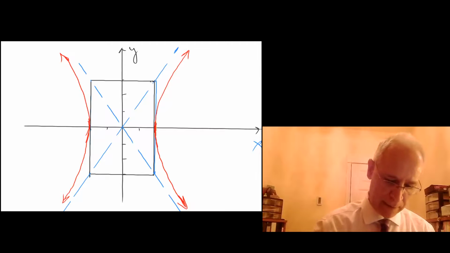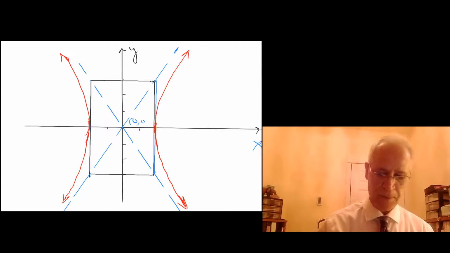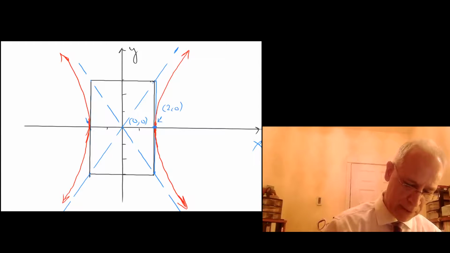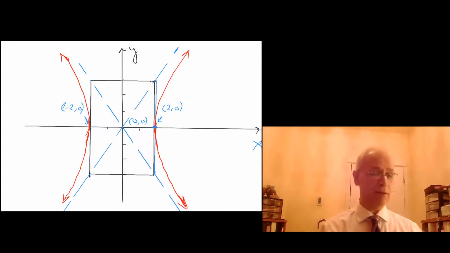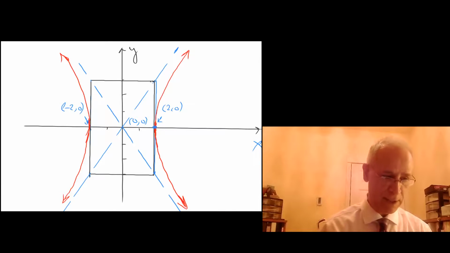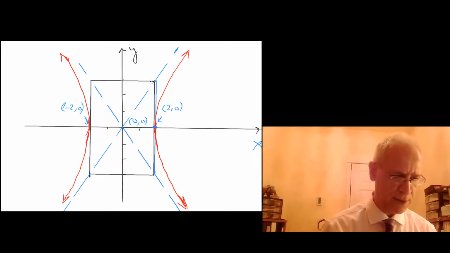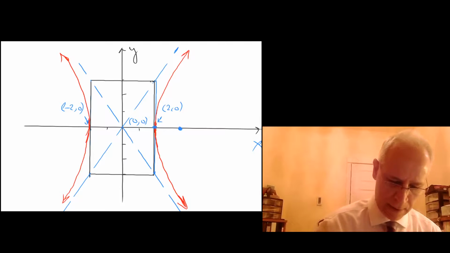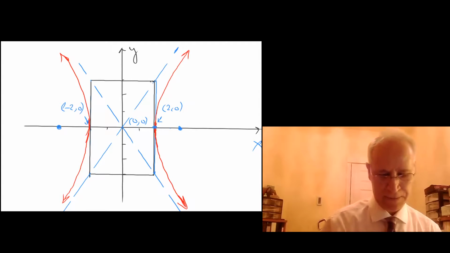Let's identify some points. We know that the center is 0, 0. We know that this vertex right here is 2 comma 0. This vertex right here is negative 2 comma 0. We found out that the value of c was square root of 13, roughly 3.6. So 1, 2, 3 in here, so about here.